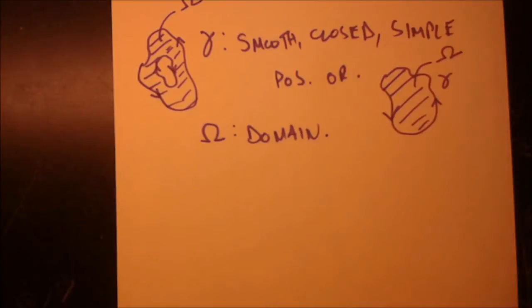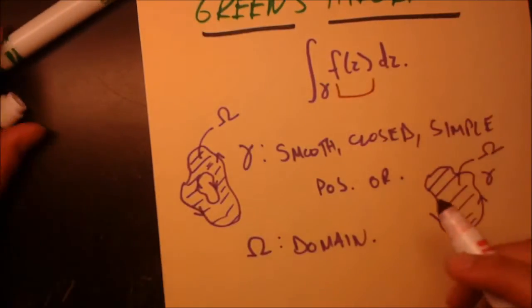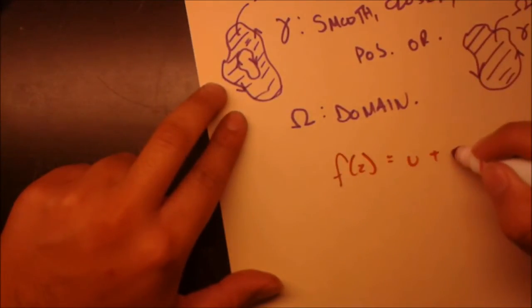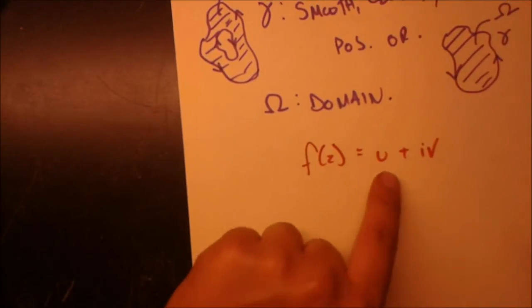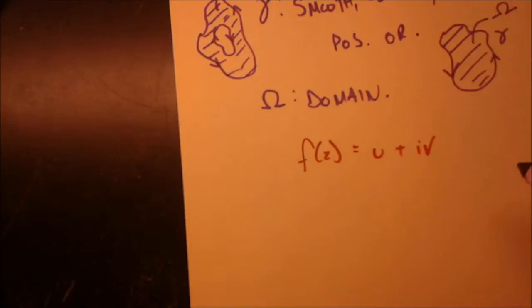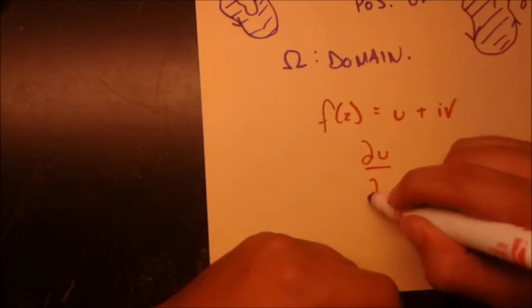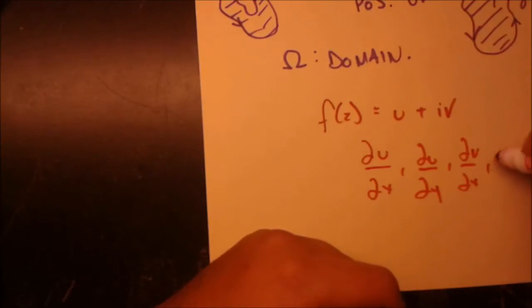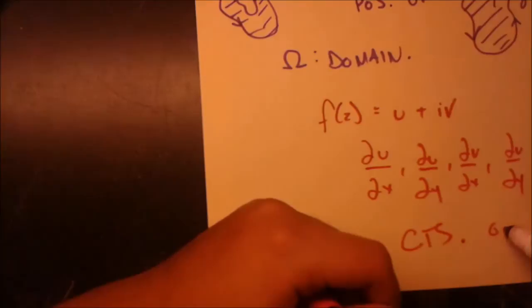And the last restriction that we have to impose is actually on f of z. Let's say we can write f of z as u plus i v, where u is the real part and v is the imaginary part of f of z. These are both functions of x and y respectively, if z is x plus iy. Now, what has to be true? It has to be true that du/dx, du/dy, dv/dx, and dv/dy are all continuous on D.